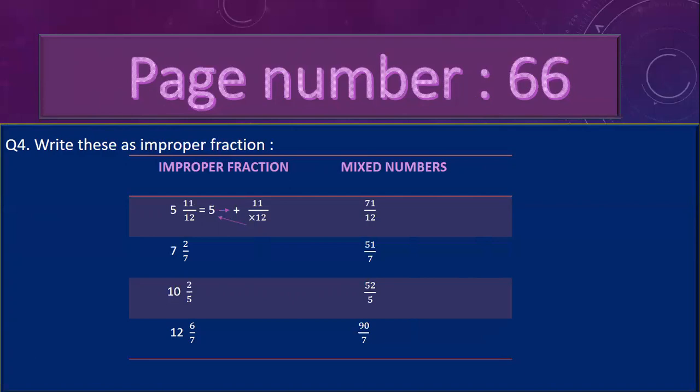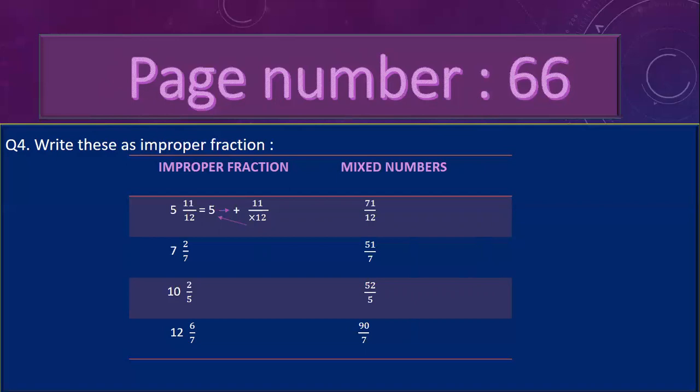Same with 7 whole number 2 over 7. It means that we multiply both 7s first and then we add 2 in it. 7 sevens are 49 and we add 2 in it. 49 plus 2 is 51. 51 over 7.